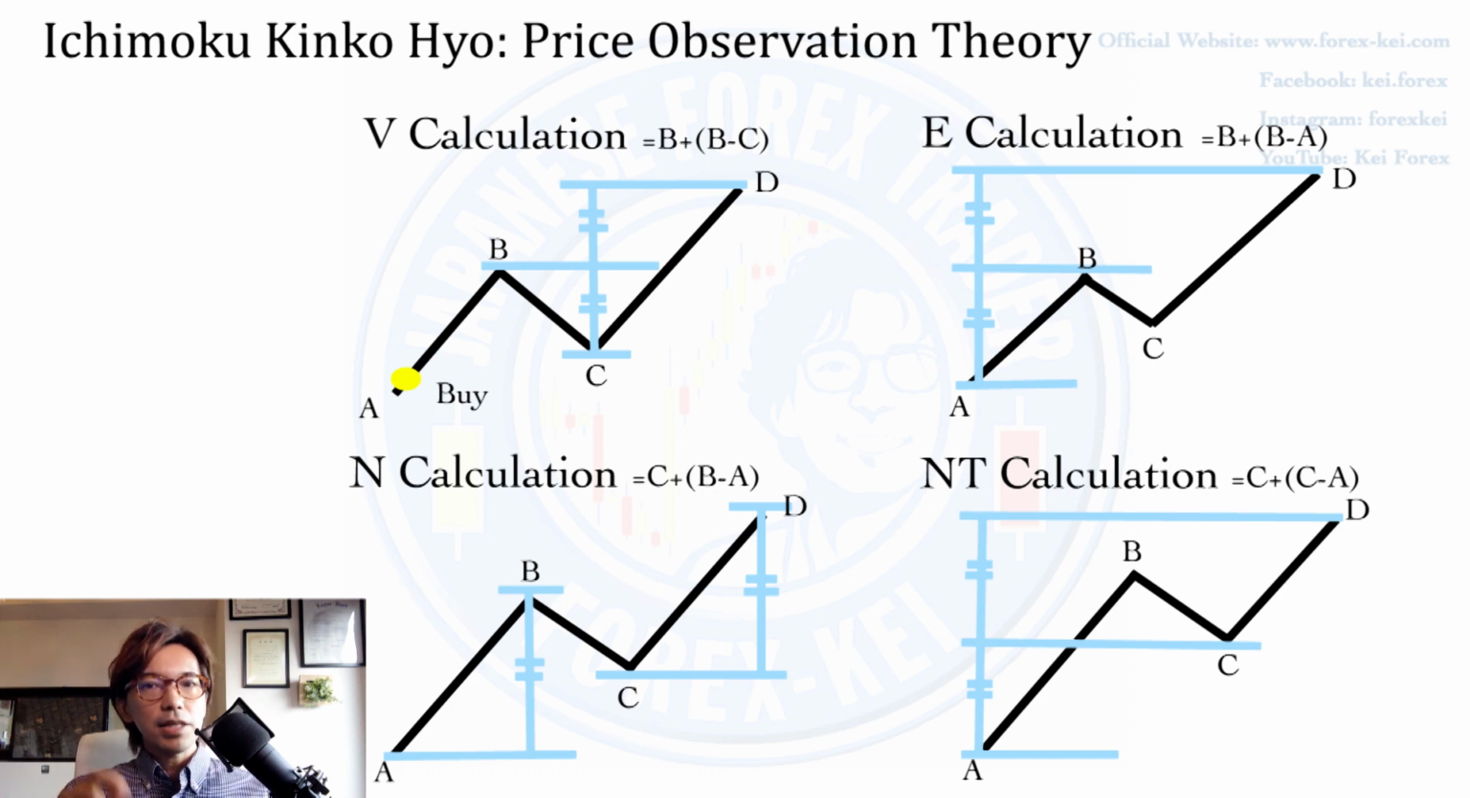So if B to C is 10 pips, then from C to D, it's going to be 20 pips. Alright? This is V calculation.